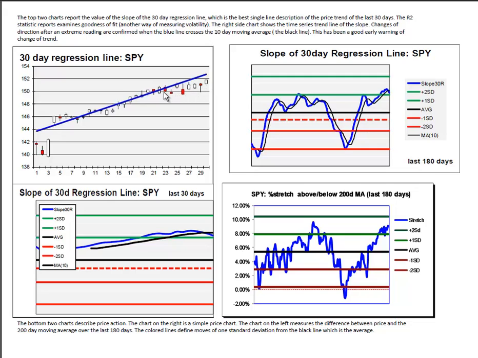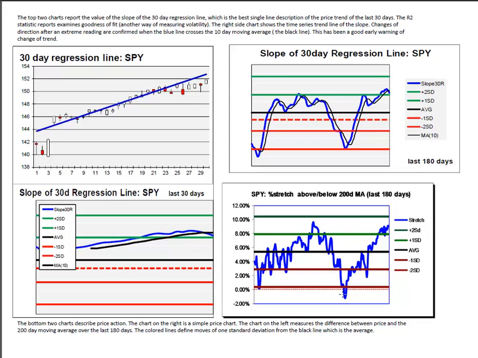You can see there's a material difference in the nature of this trend of the last 5 or 6 days compared to the overall 30-day score. And that's early warning of starting to lose steam. See, the last 5 days have all been on the wrong side of the regression line.